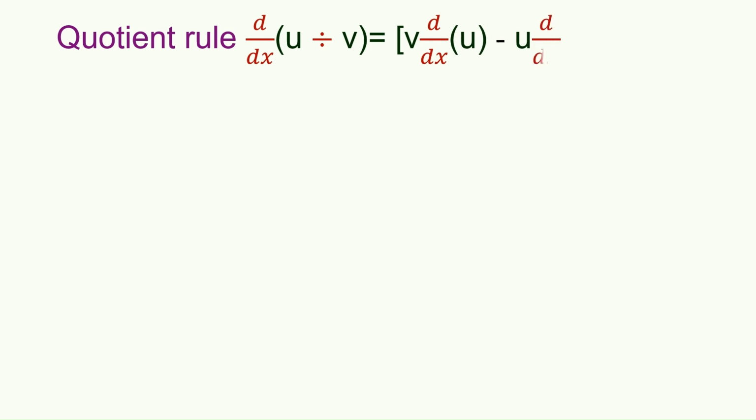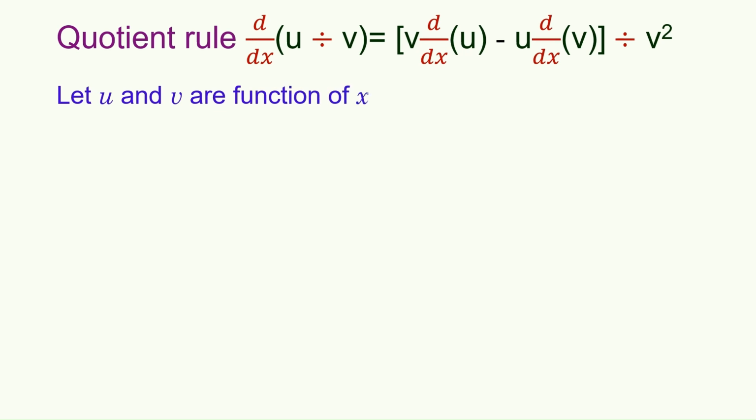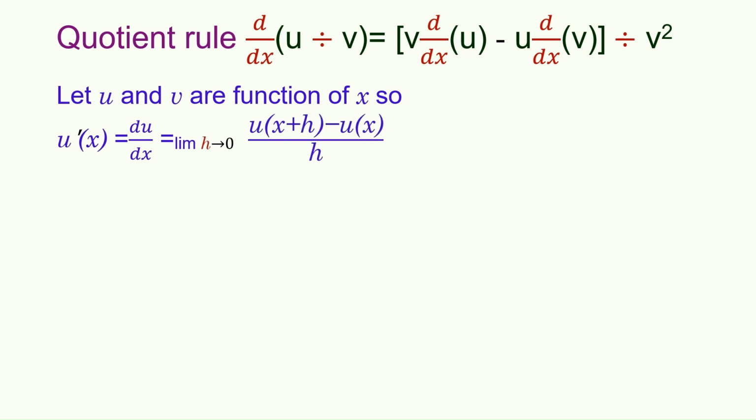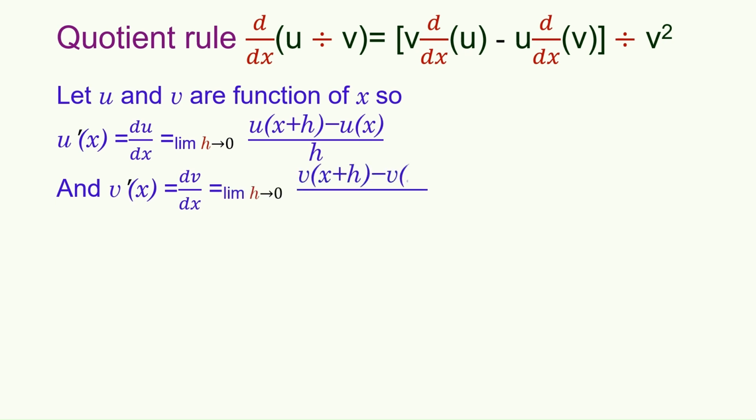Quotient rule. d/dx of u divided by v equals v times du/dx minus u times dv/dx, divided by v square. Let u and v be functions of x. So u dash of x equals du/dx equals limit h tends to 0 of [u(x+h) minus u(x)] divided by h. And v dash of x equals dv/dx equals limit h tends to 0 of [v(x+h) minus v(x)] divided by h.